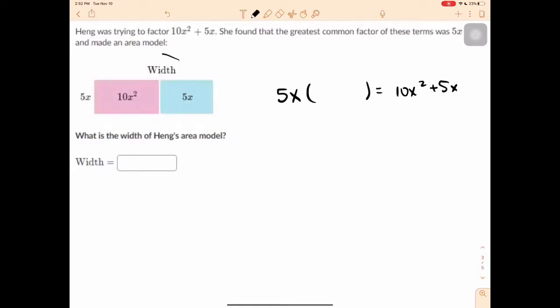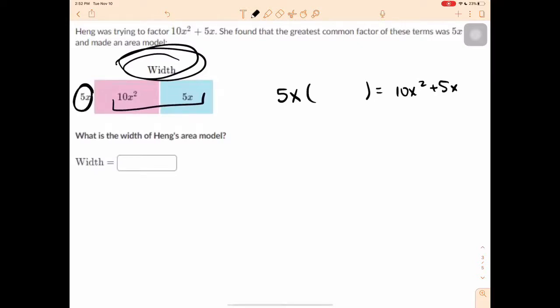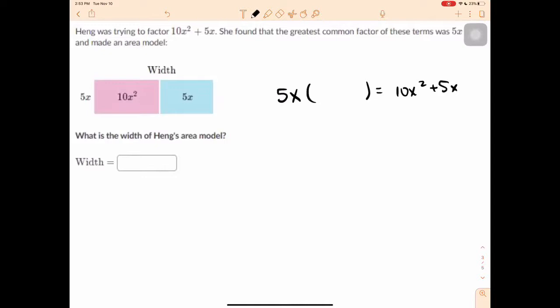We are trying to find, okay, what must this width be? If this side is 5x, then how much is here inside? So here, what you really need to do is divide 10x squared by 5x to see what you would multiply by it to get 10x squared. So if we divide it by 5x, we're left with 2x and then plus 1, because we're also dividing this one by it as well.